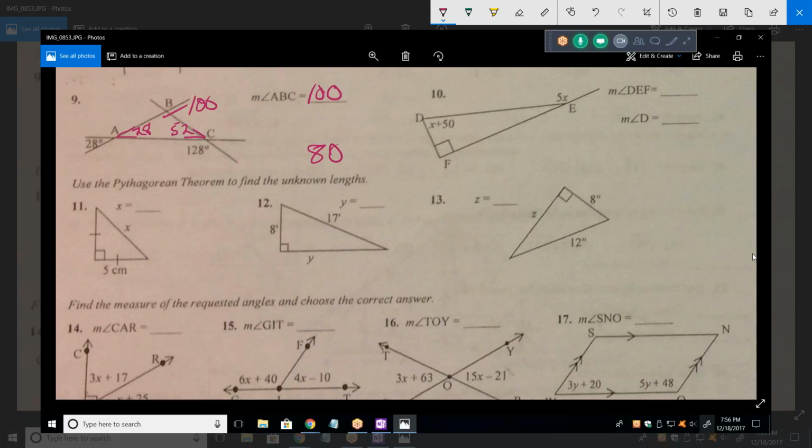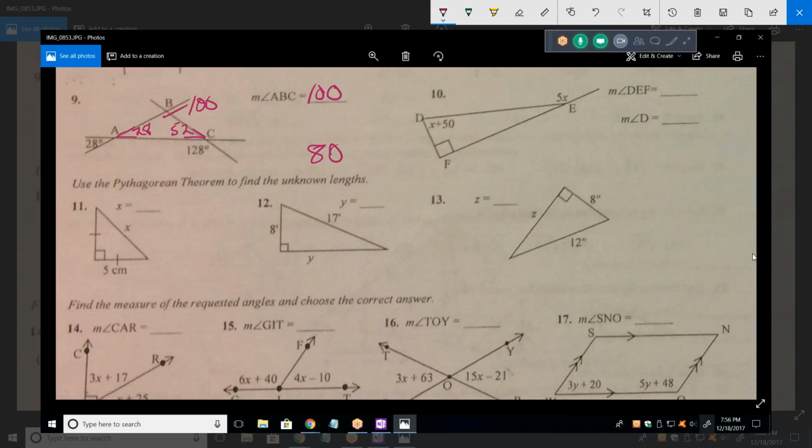Okay, I'm at number 10. D, E, F. Let me think about this for a second. If I call this angle number 1, tell me what the relationship between 1 and 5x. No, we don't need to do it that way. Hold on. I was going to do it the hard way. Let me go back a second.